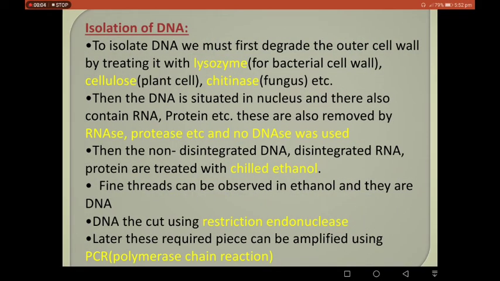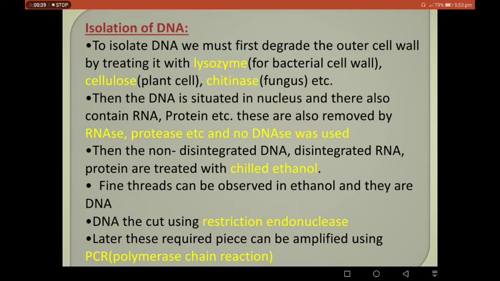First process is isolation of DNA. To isolate DNA, we must first degrade the outer cell wall by treating it with lysozyme. In the case of bacteria, the bacterial cell can be destroyed using lysozyme. In the case of plant cells, we can use cellulase because the plant cell wall is made up of cellulose. In the case of fungal cell walls, we can use chitinase because chitin is the material that the fungal cell wall is made up of.